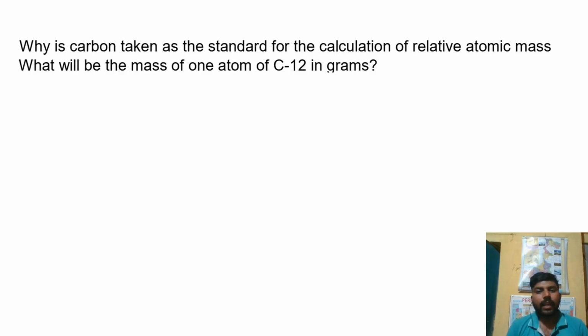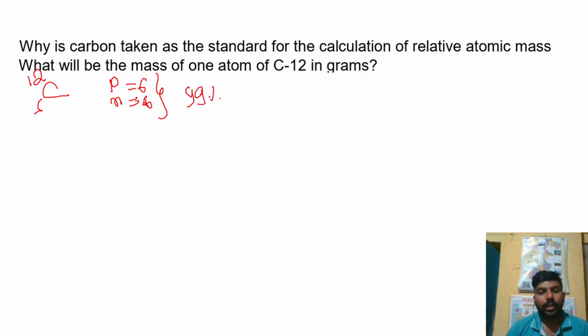As you know, carbon-12 has a proton number and a neutron number that are both 6. Also, this isotope is generally present at almost 99%. So we are taking it as a reference. Now the next question is, what will be the mass of one atom of carbon-12 in grams?